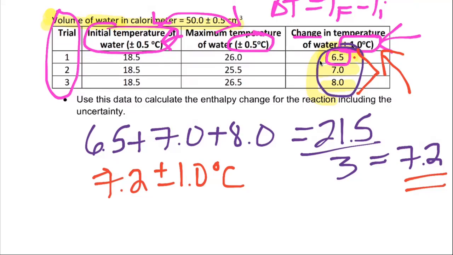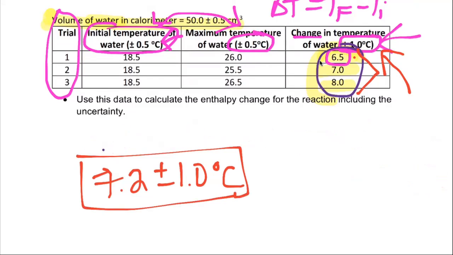So this is the number I want to use for delta T because that's going to be my average. And I always want to average my number. That's why we do multiple trials. So for every different experiment, you have to do at least 3 trials so that you can average your data to have better, more precise results. The more trials you do, the more you reduce your random error.